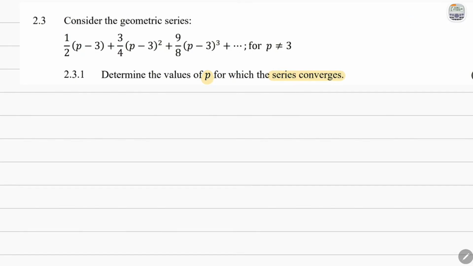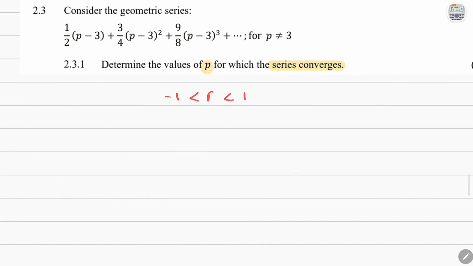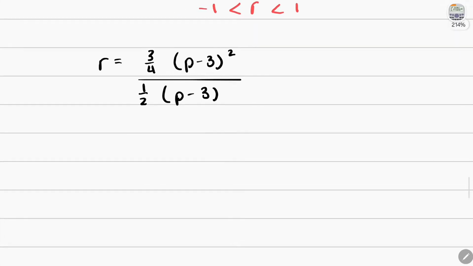So for a series to converge, the ratio will be greater than -1 but less than 1. So let's find that common ratio, that constant ratio. We can find that by taking the next term divided by the previous term. It can be term 2 divided by term 1 or even term 3 divided by term 2. So if we say r is equal to term 2, which is 3 over 4 and then p minus 3 all squared, divided by term 1, which is 1 over 2 and p minus 3, then what is this equal to?